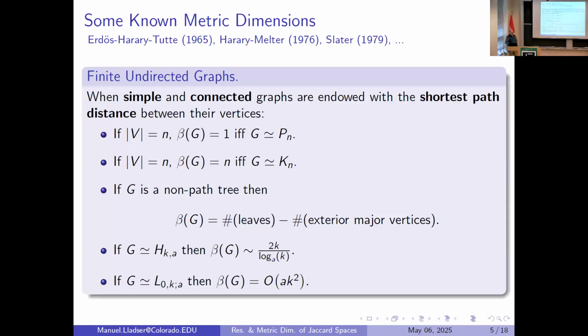More recently, the asymptotic metric dimension of Hamming graphs of dimension k over an alphabet of size A has been determined exactly. And with a student, we recently showed that if you replace the Hamming distance by the Levenshtein distance, or the edit distance, over sequences of length from 0 to k, the metric dimension is of order A k squared. I don't think it's tight, but it's kind of close to being the correct metric dimension, at least asymptotically.